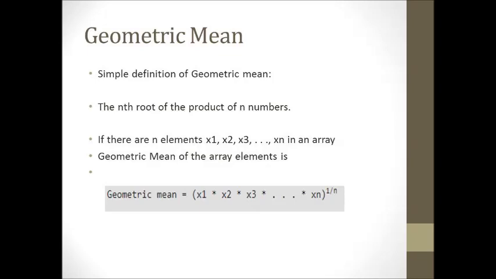So if there are n elements, what will I do? I will start multiplying each one of them, till xn in an array, and then the entire thing is raised to the power of 1 upon n, the nth root of the product of all the numbers. That's what the geometric mean is all about, and we will see that in some cases we need to use this also, so this becomes very easy for us to understand.